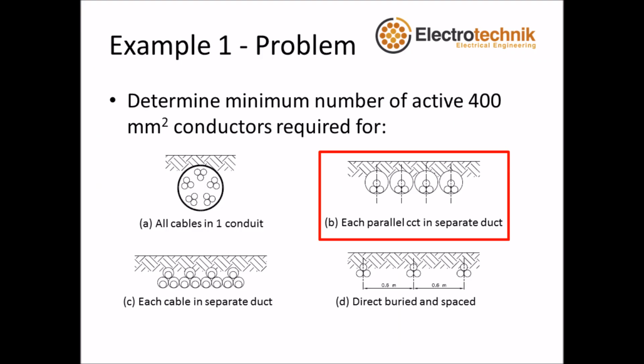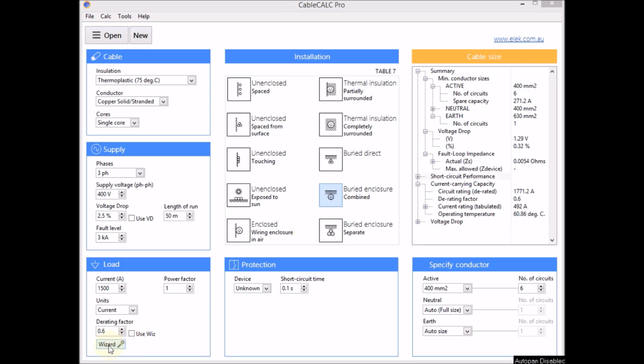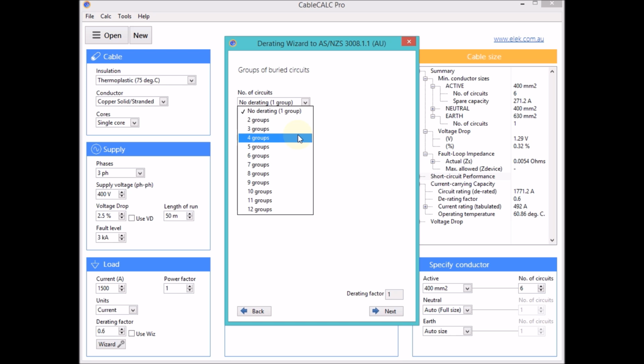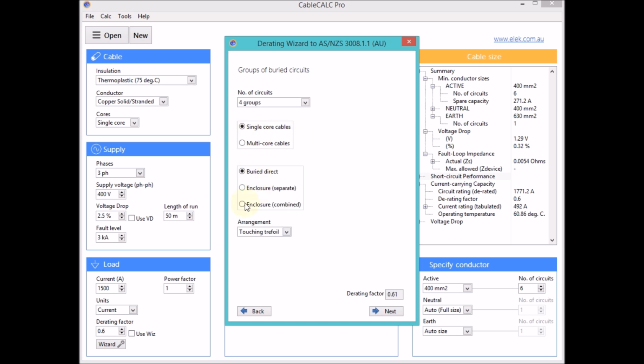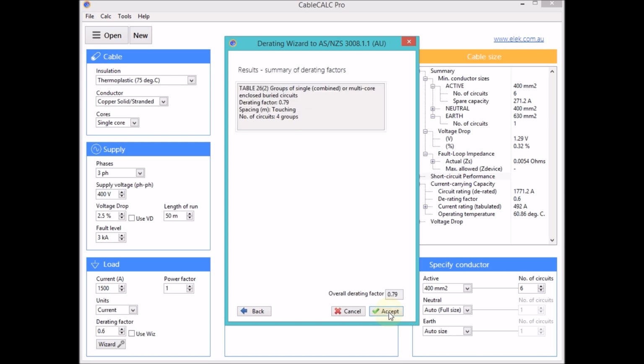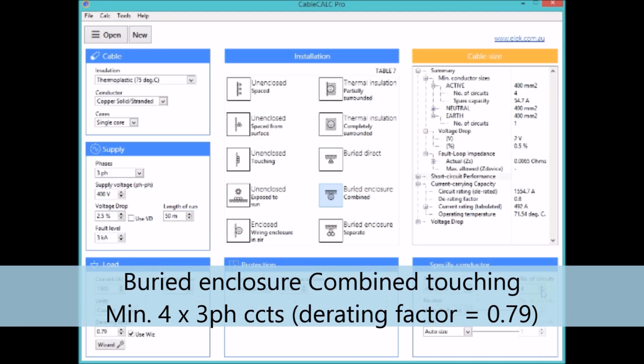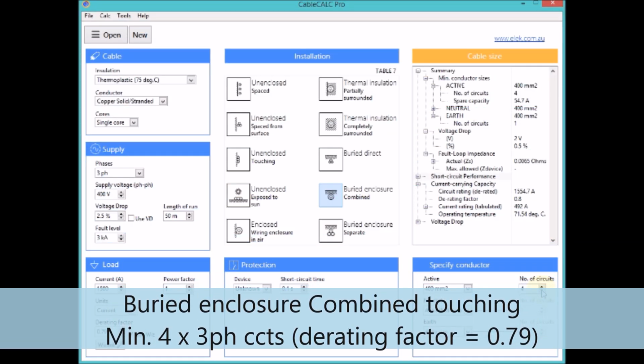The second scenario B is for each parallel circuit in a separate conduit. The installation setting is correct as buried enclosure combined. A new derating factor is calculated starting with 4 groups of buried circuits. The single core cables are enclosed combined and each of the conduits is touching. The overall derating factor as per table 26.2 is 0.79. Therefore, for scenario B, a minimum of 4 parallel three-phase circuits is sufficient.